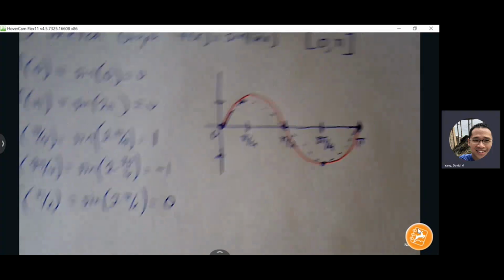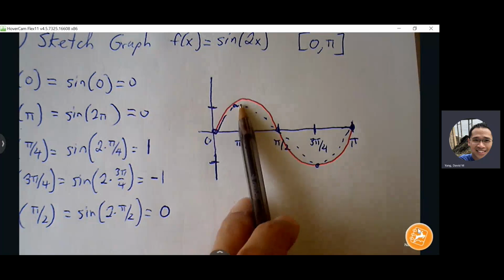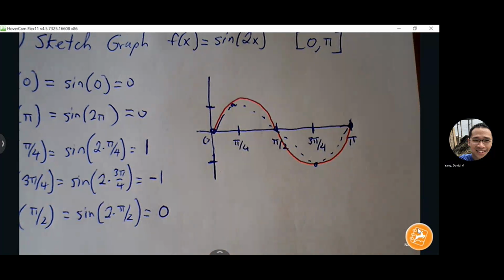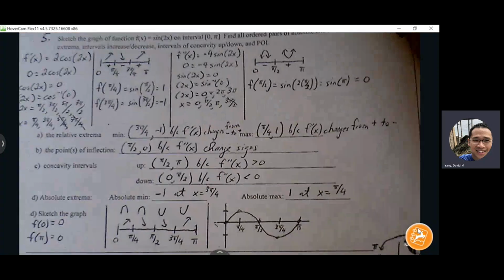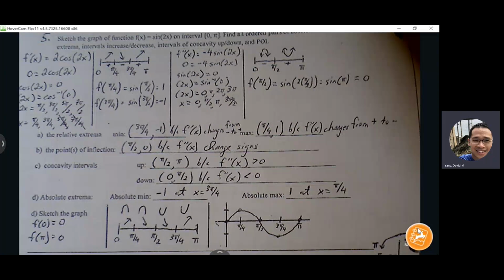Okay. I look at my graph, I can find my absolute max, absolute min. Absolute max is at 1, absolute min is at -1. Okay. And then we can fill out the rest of our information just by reading our slope and concavity sign lines.